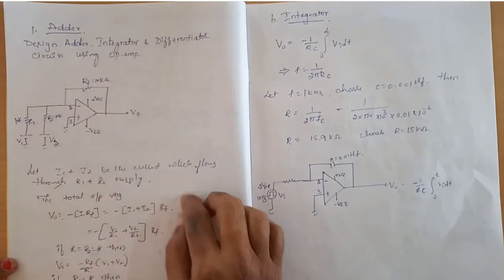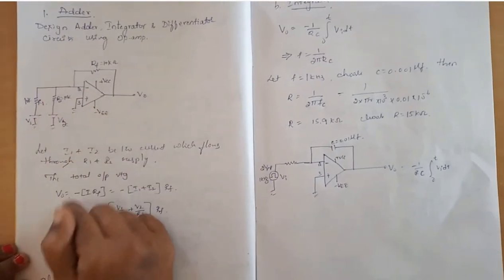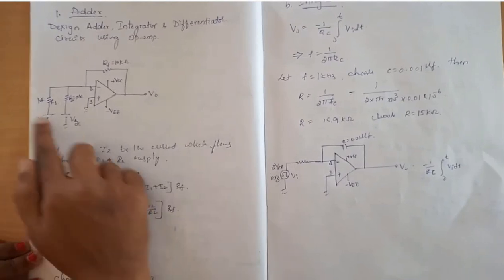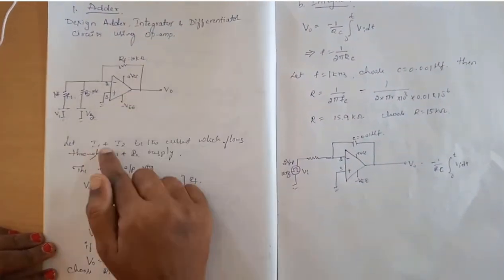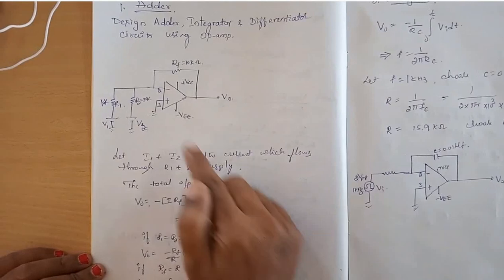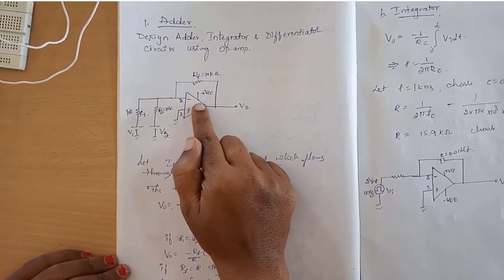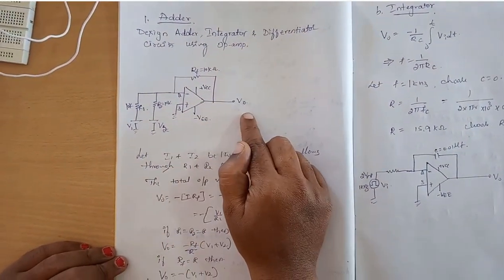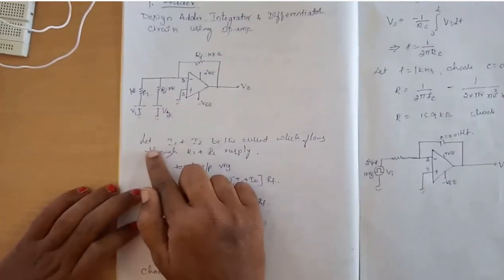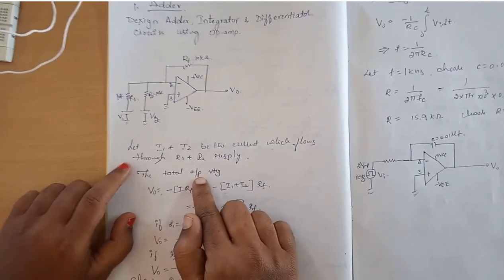How to design the adder circuit. Here we have the adder circuit. To design the adder circuit, we need two resistors and one feedback resistor and an op-amp. Here the inverting terminal of the op-amp is used so that we get the output as inverting one. Now let us see the designing part of the adder.